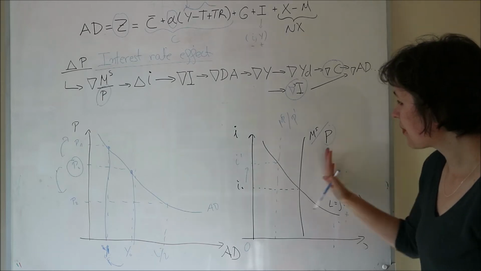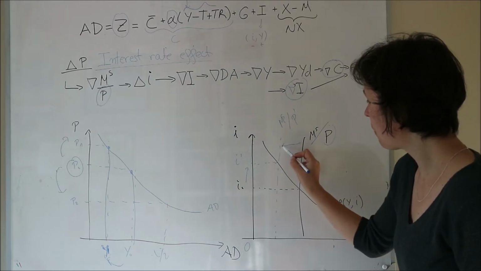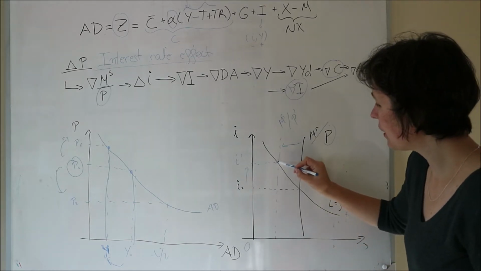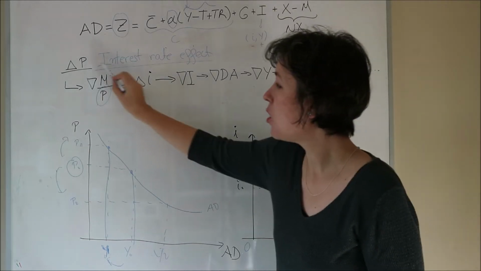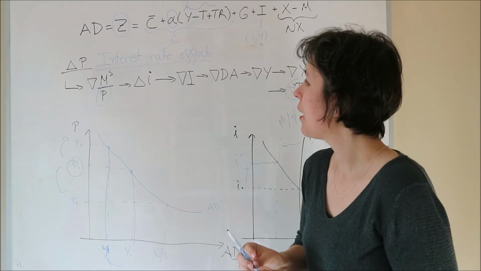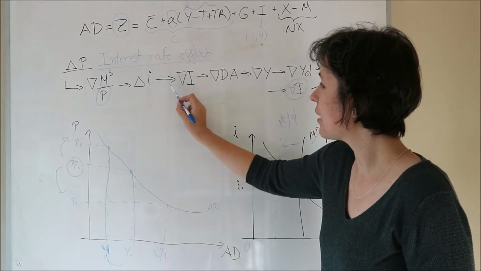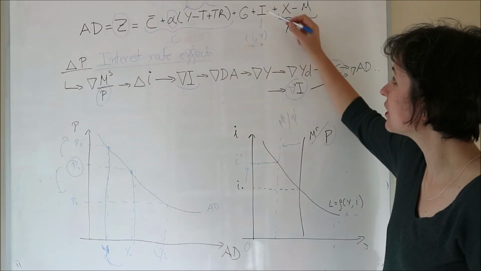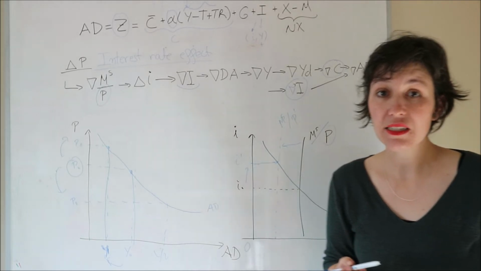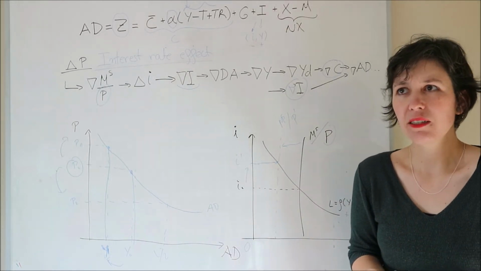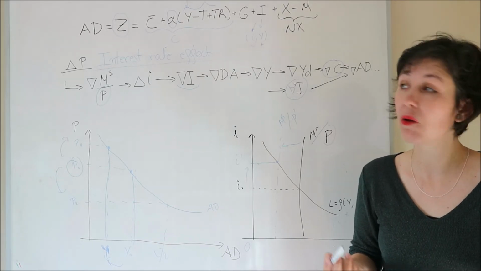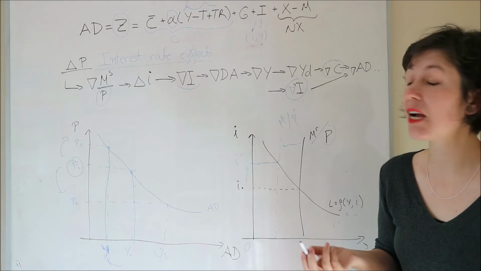As P is higher, this real supply of money is going to be smaller, and that is going to mean a higher interest rate. So lower real money means a high interest rate. That means lower investment, because investment is related with the interest rate in a negative way. The higher the level of the interest rate, the more costly the investment that I'm doing. So that's why that relationship is negative.